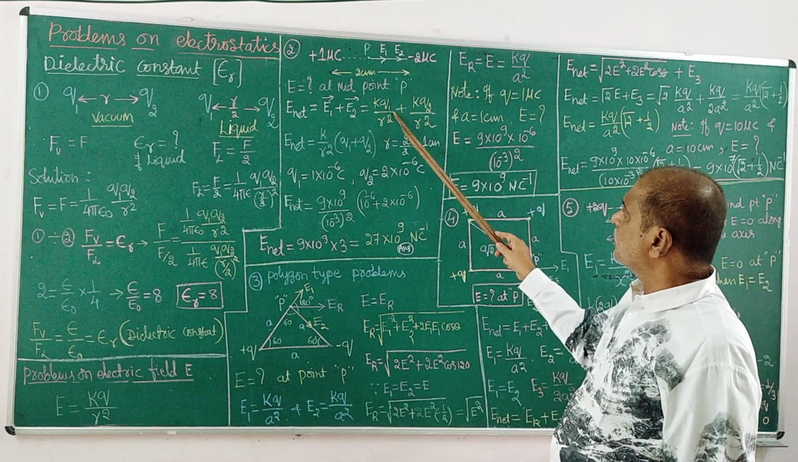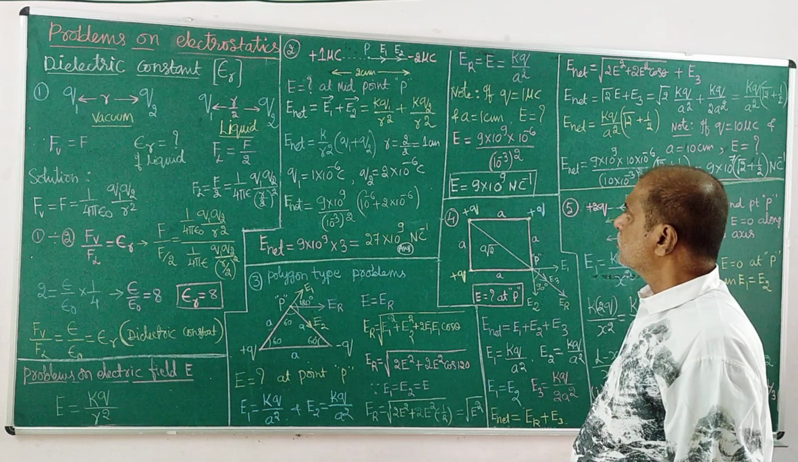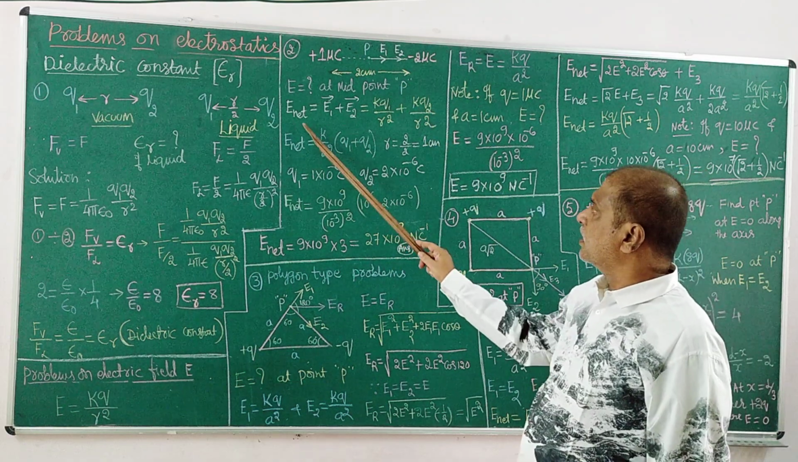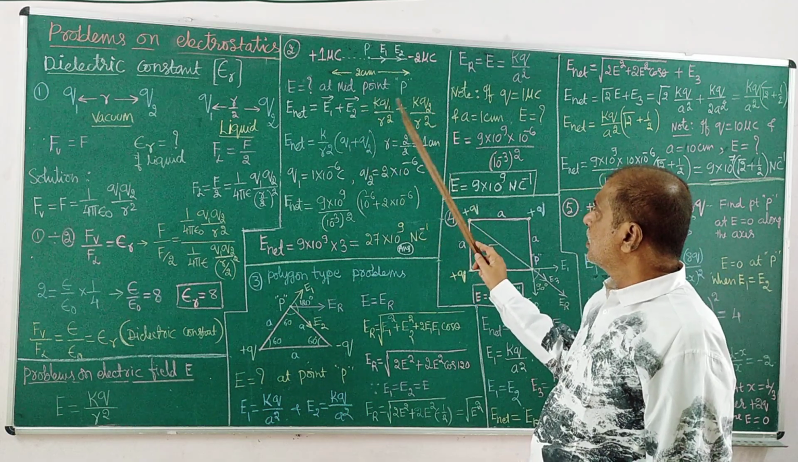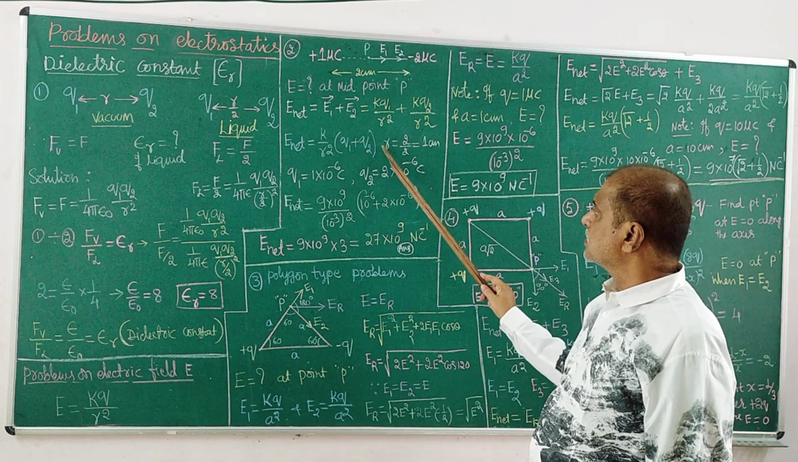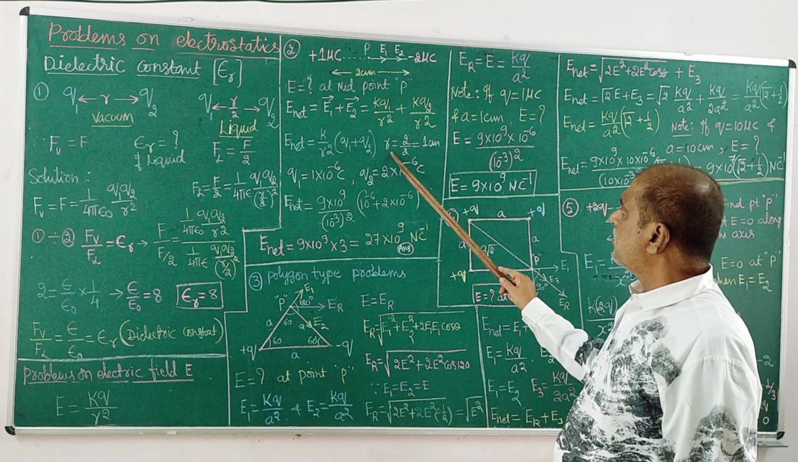It is a sum. Vector sum means algebraic sum, since they are in the same direction. The net electric field at this point is equal to this same equation, taking the common factor, and the remaining is this. Now the data is given. What is the value of R?